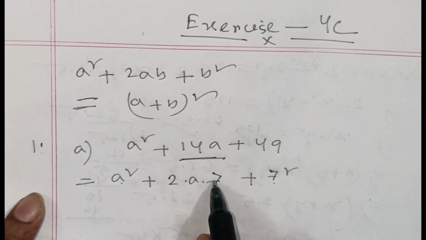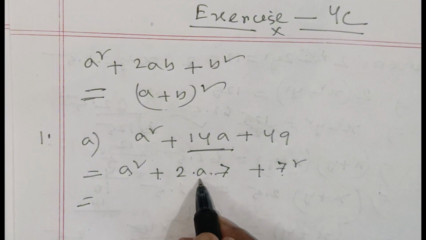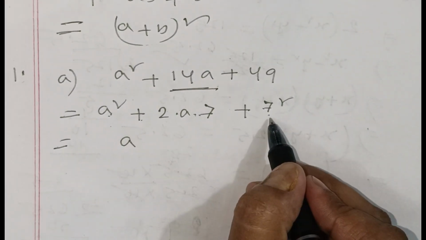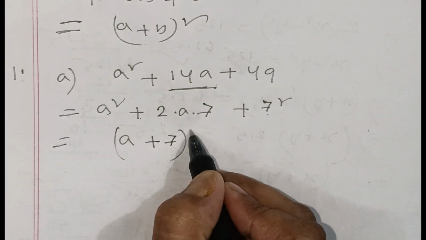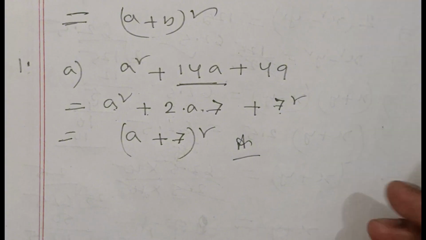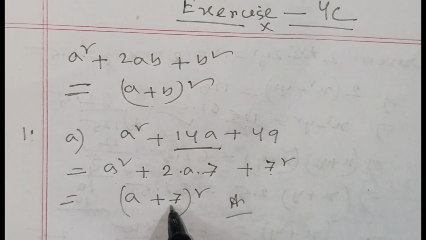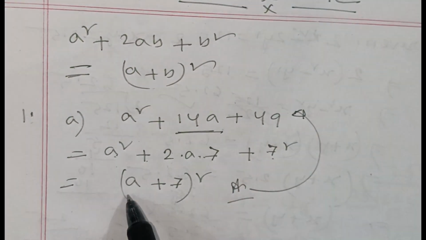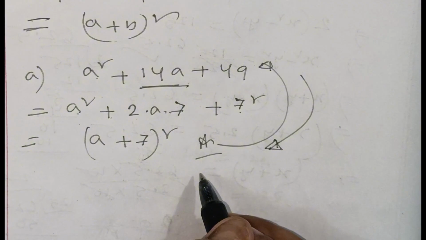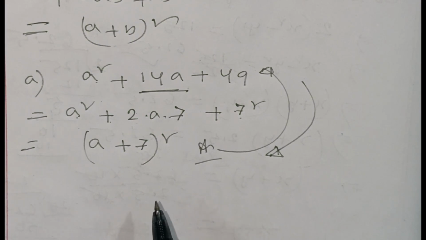Look, this arranging is happening for you. So a square plus 2ab plus b square, the formula is (a plus b) whole square. Here a means a and b means 7. Simple. (a plus 7) whole square. That's it, this is the answer. In the previous class 4b, chapter 4b, we did this method (a plus b) whole square, where a square plus 2ab plus b square. But in chapter 4C, here we are bringing this situation from a square plus 2ab plus b square to (a plus b) whole square.